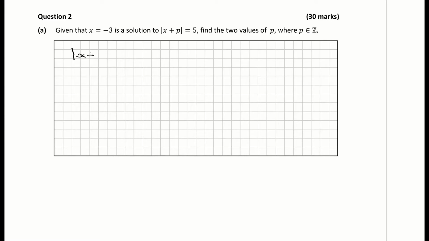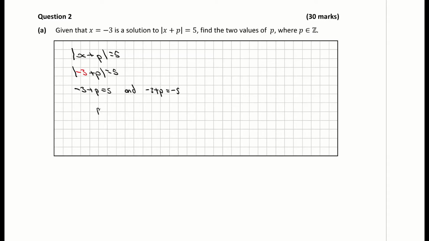So we have x plus p is equal to 5. And it's telling us that x is equal to negative 3. So all I'm going to do here is sub in my minus 3 for x. So minus 3 plus p is equal to 5. Now, like I said, that could have been a negative 5. So we have minus 3 plus p is equal to 5, and we have negative 3 plus p is equal to negative 5. And all we have to do is solve both of those equations.